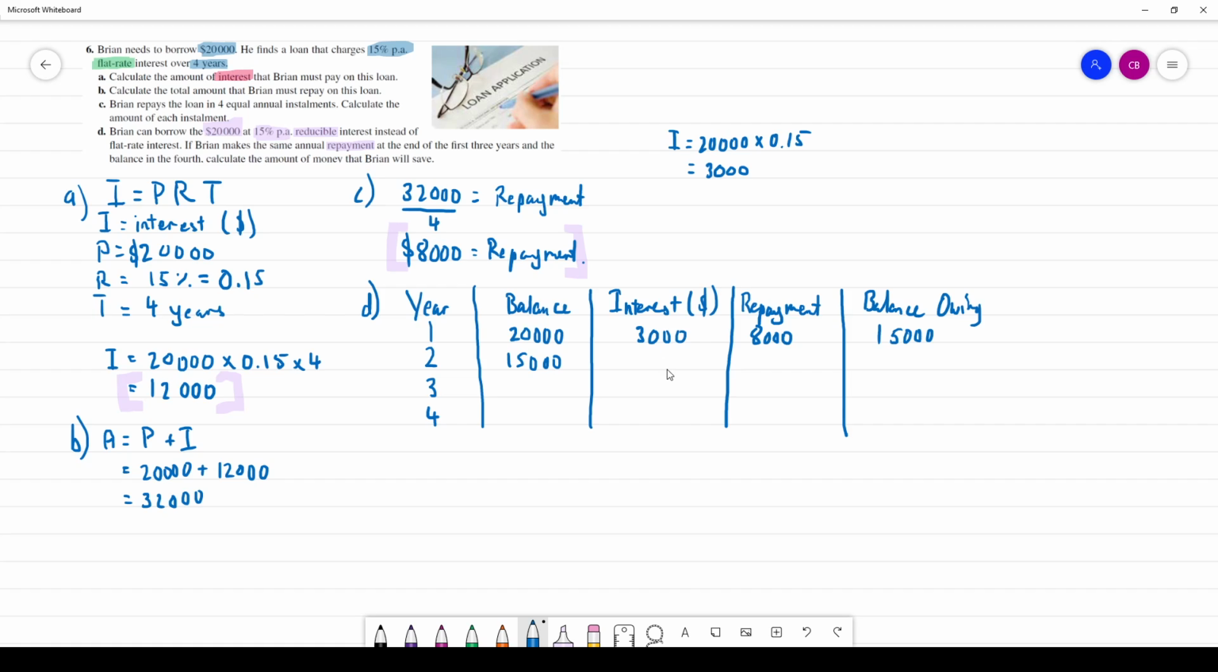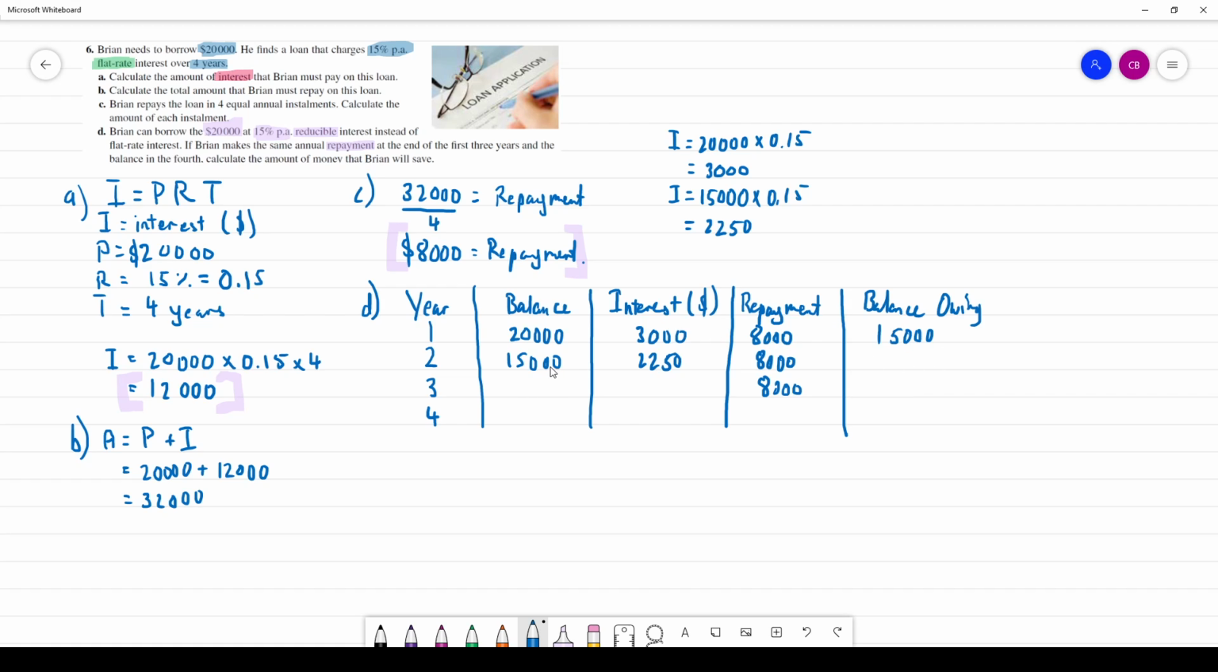Now we have to work out interest again. And interest is going to be 15% of this balance at the beginning of year 2. So we can work that out to the side here, or if you want, you can just put that in your calculator. But when you do, you'll get 2,250. And our repayment will stay the same. It says the same annual repayment at the end of the first 3 years. So if we wanted to, we could fill this in. And we know all those repayments for the first 3 years.